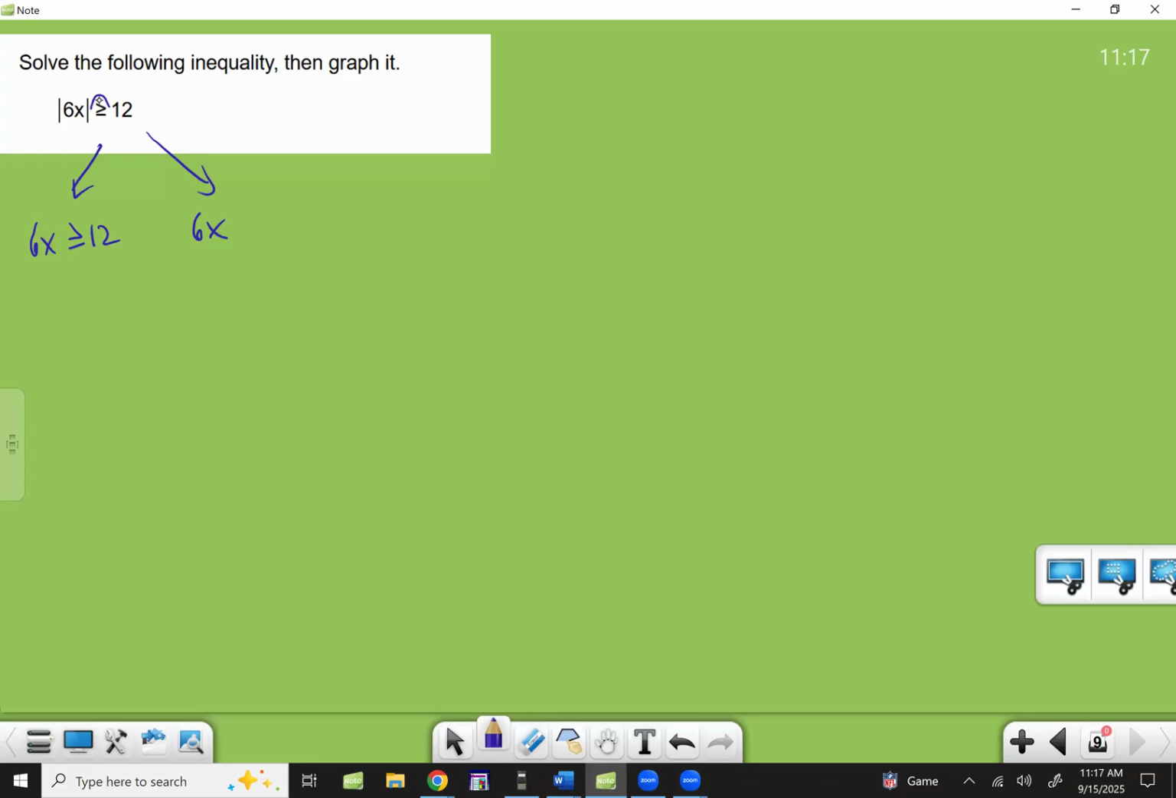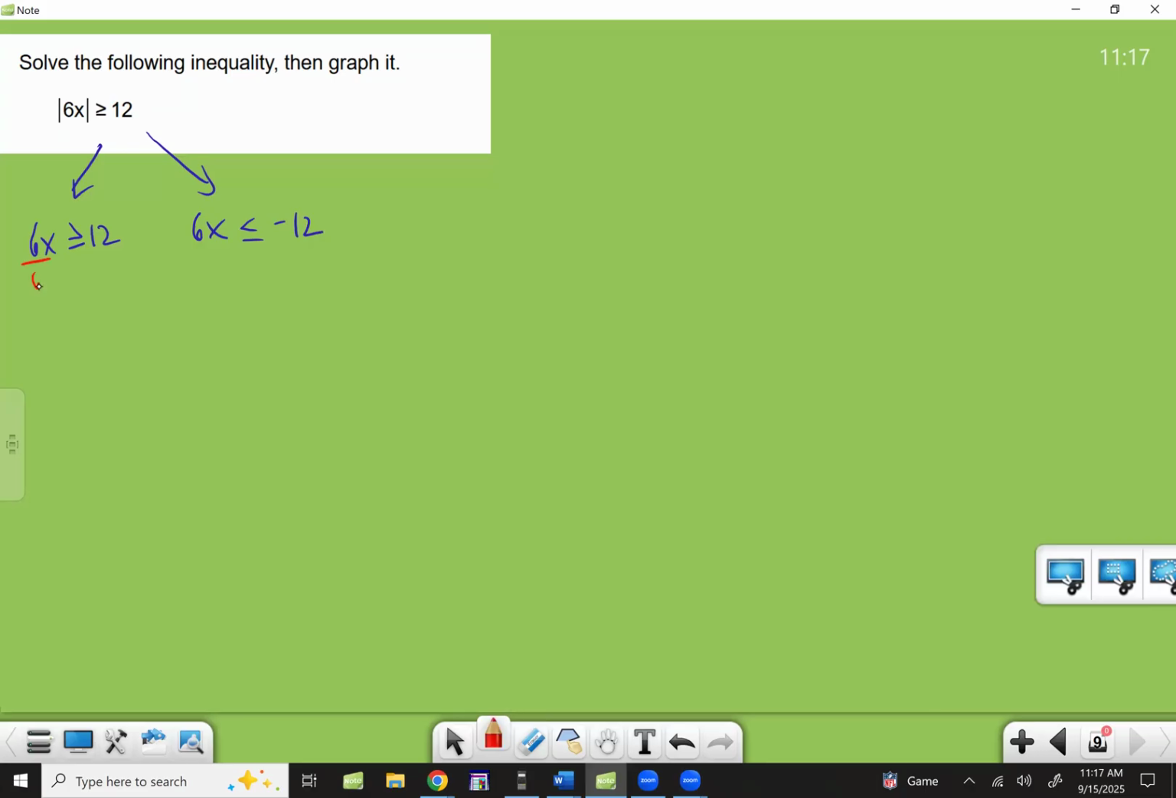You've got to flip this. Get a less than or equal to. And you have to change the sign on the 12, so it's a negative 12. Okay? So we had to do 2 things: flip the inequality and change the sign. So let's go ahead and solve this.